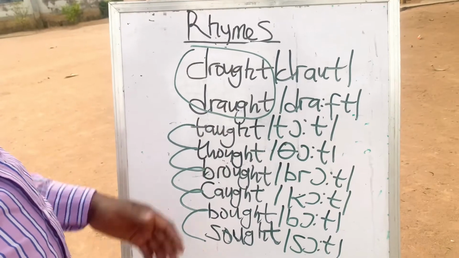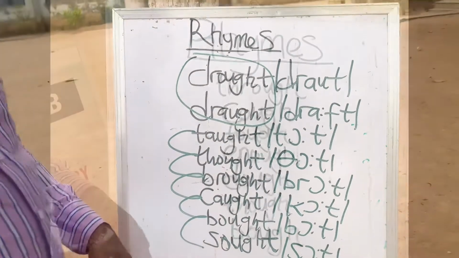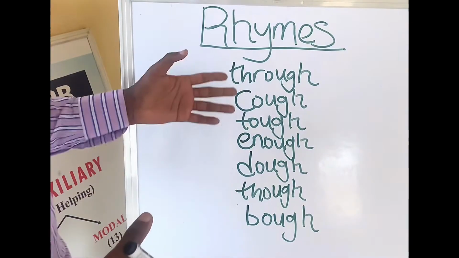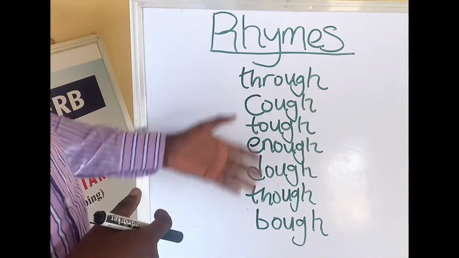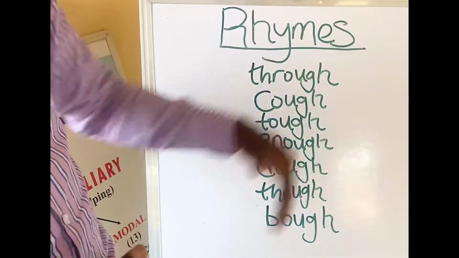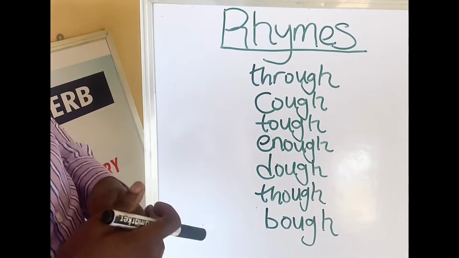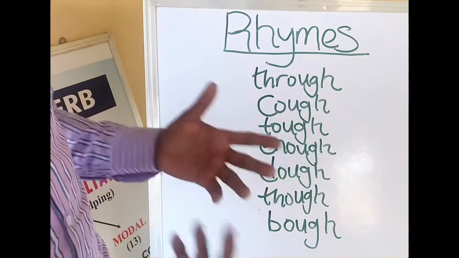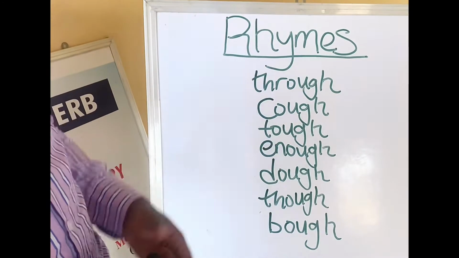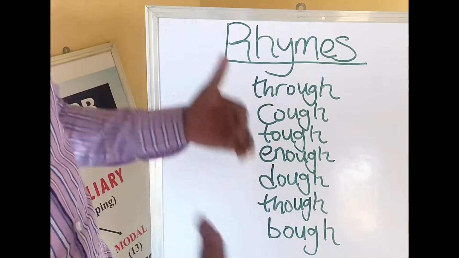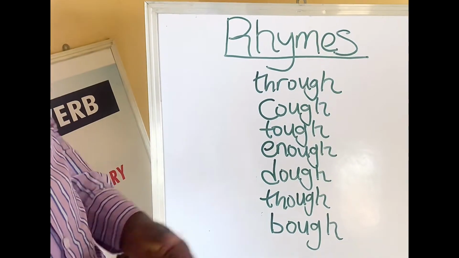So let's take a look at another set of rhymes. If you take a look at the words on the board, they all have the same spellings towards the end of the word, O-U-G-H. But the big question here is, do all of them rhyme? Do they have the same sounds? That's the big question. So let's see.